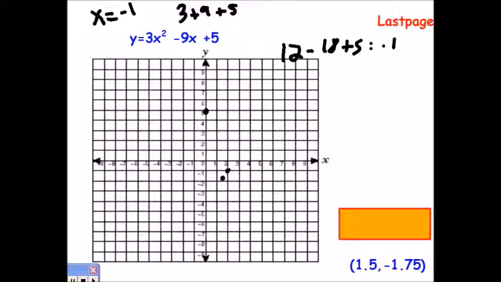So now I have to be pretty careful about how things are symmetric. This point right here is 1 1/2 to the right of the axis of symmetry, so I'm going to go 1 1/2 back. This point is 1 1/2 to the left of the axis of symmetry, so I'm going to go 1 1/2 to the right, and that will give me this point right here. And now I can go ahead and graph my parabola.